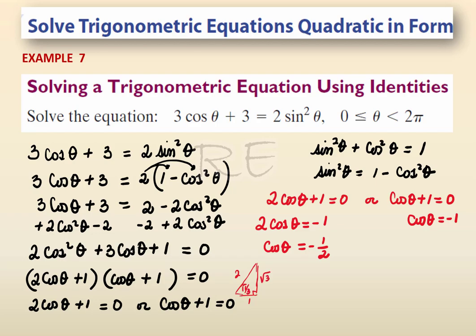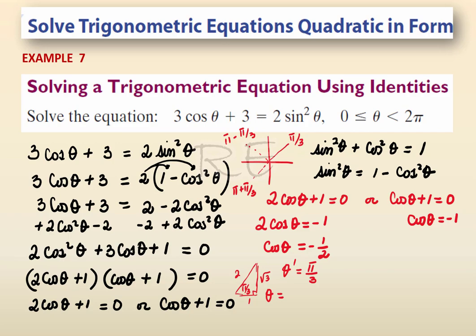The reference triangle is the 1, 2, square root of 3 triangle. So the reference angle is equal to pi over 3. Now, cosine is negative. Pi over 3 is located in the first quadrant, but cosine is negative in the second, pi minus pi over 3, and the third, pi plus pi over 3. And these are our two solutions between 0 and 2 pi.